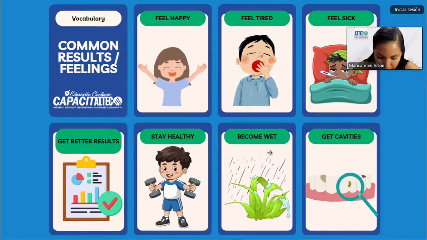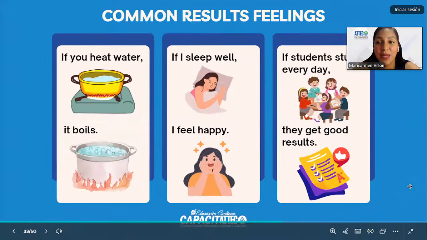Practice the pronunciation again. Become wet. Practice again. Become wet. Es mojarse o volverse mojado. And finally, get cavities. Repeat, my friends. Get cavities. Get cavities. So get cavities es tener caries o que le salgan a uno caries. Get cavities. All right. So a lot of vocabulary.